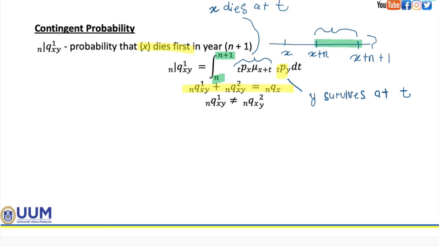Actually, the probability that x dies first plus the probability that x dies second within the n years is equal to nqx. And the probability that x dies first within n years is not equal to the probability that y dies second within the n years.